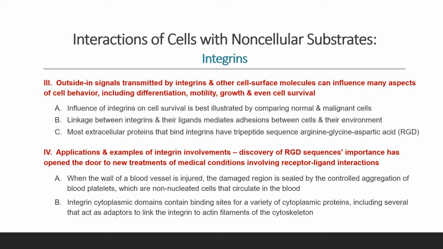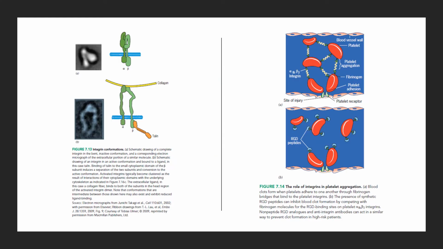Okay, so that's how the integrins actually work with other cytoplasmic proteins to be able to close wounds. Here you will see the integrin conformation, which is figure 7.3 in your book. So that's how it looks. These are the alpha and the beta conformations and how they work with the different types of cytoplasmic components.